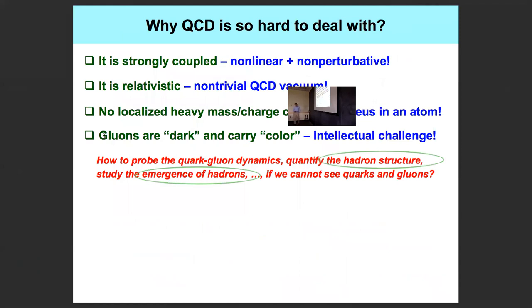But the question is why QCD is so hard to deal with. There are many reasons. Here, I will use one slide to sum up a couple of them, which connect to the hadronium. First of all, it's strongly coupled, nonlinear, non-perturbative, that's hard, and relativistic. It's a really non-trivial QCD vacuum. And also there is no localized heavy mass charge center compared to an atom. An atom is simple: you have a nucleus taking 99% of the mass, localized there, and the electron moving around, with a huge phase space.